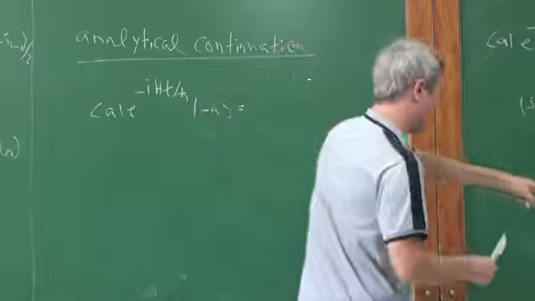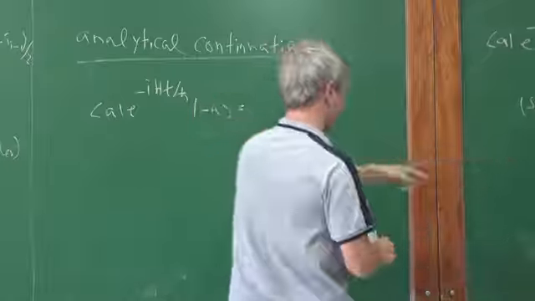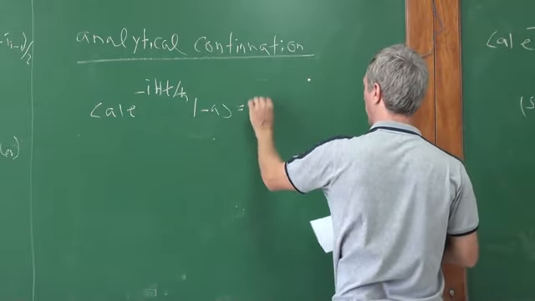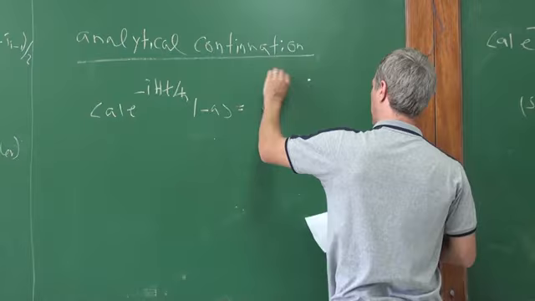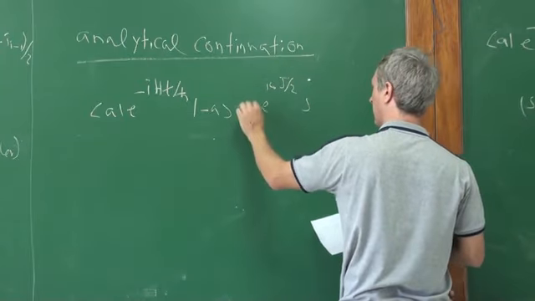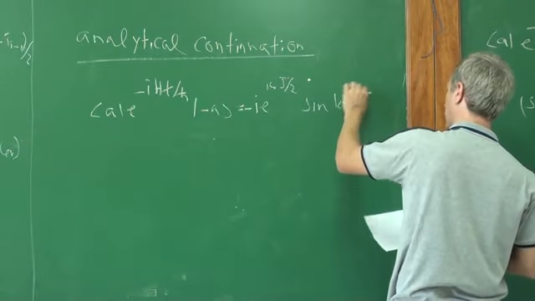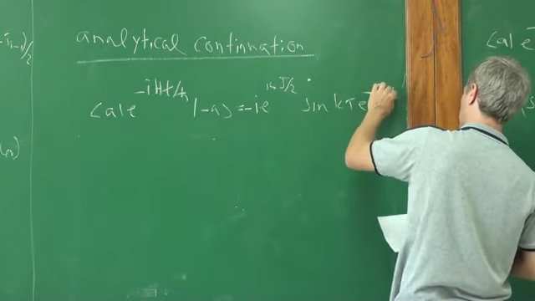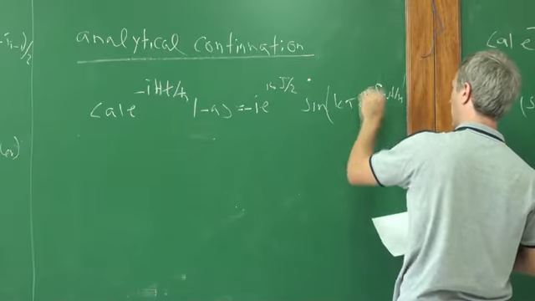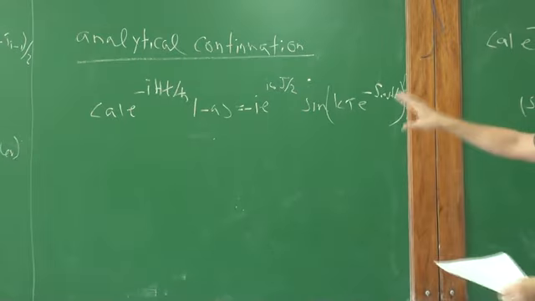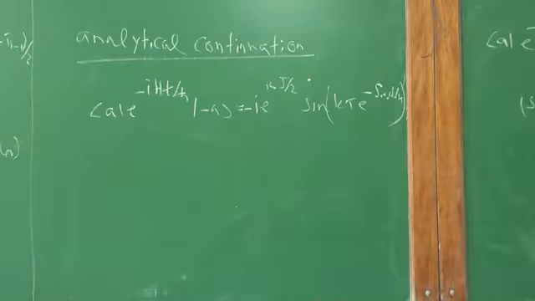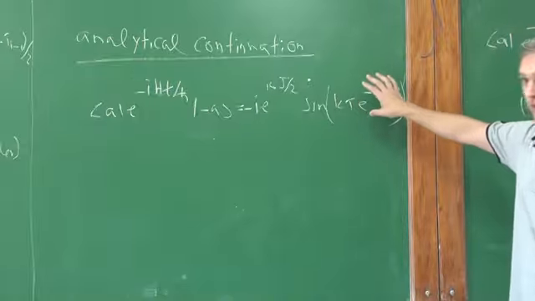So from the sinh you get an i sine, and this gives you an e to the i omega tau over 2, so minus i sine of k tau e to the minus S instanton over h bar. So this is what we get for the transition amplitude, and squaring this gives us a probability.